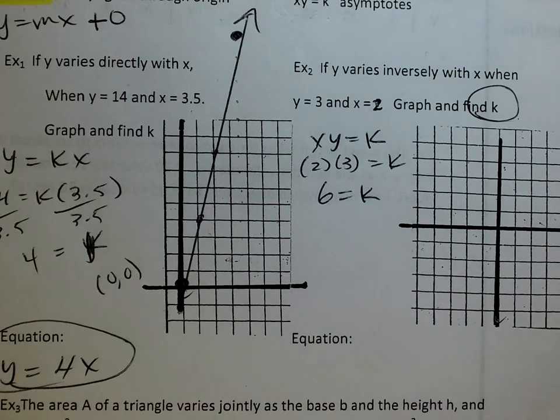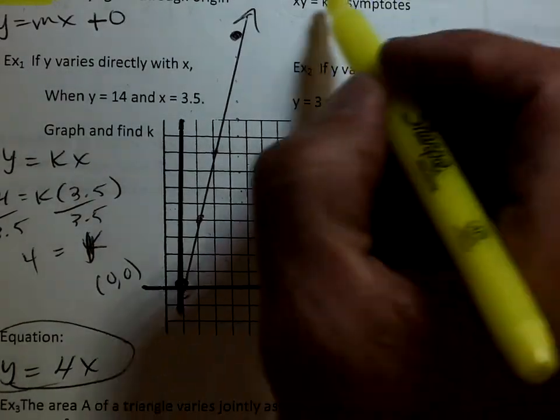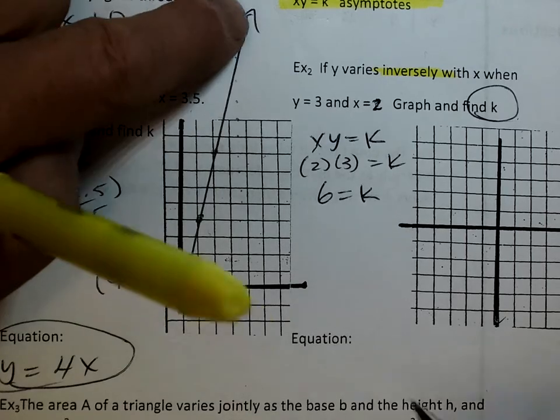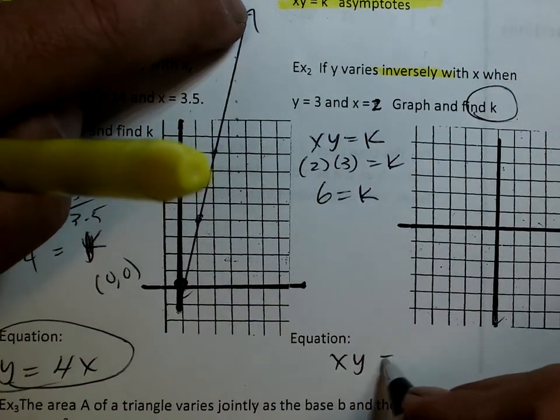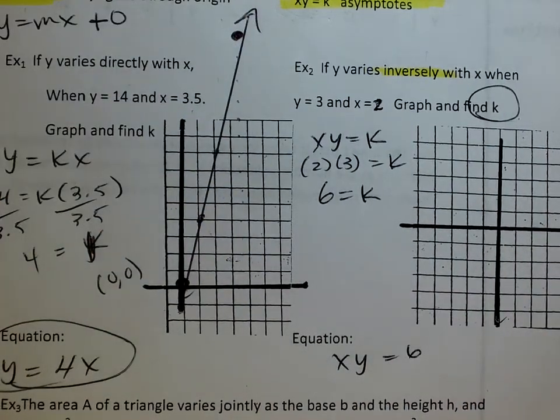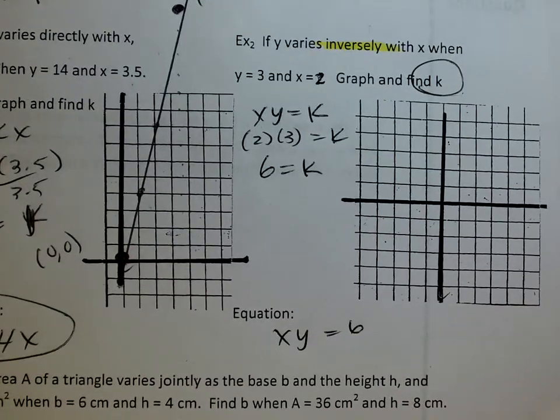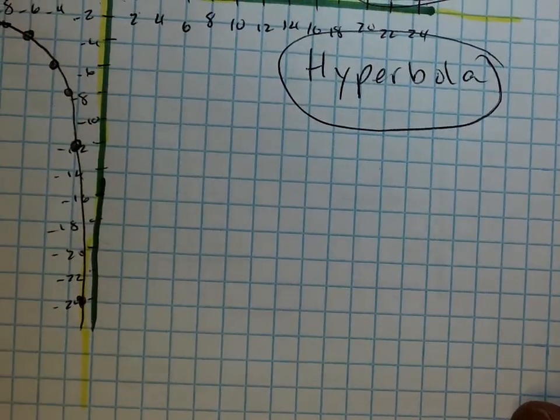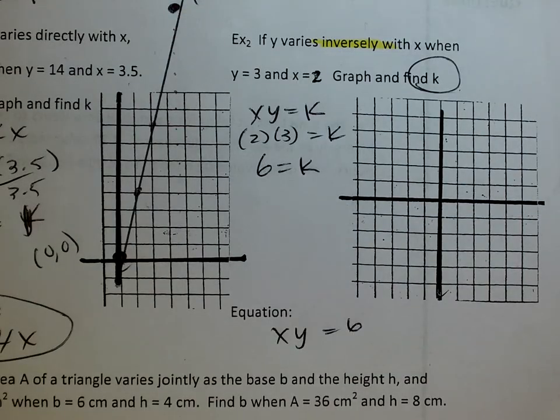And since it says inversely varies, I'm going to use this formula here, right? So I'm going to rewrite my equation as xy equals 6. How do we graph this? This graph is going to look like this, except for the multiples of 24.